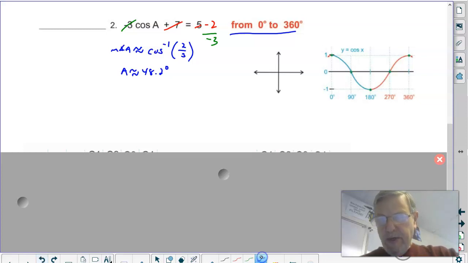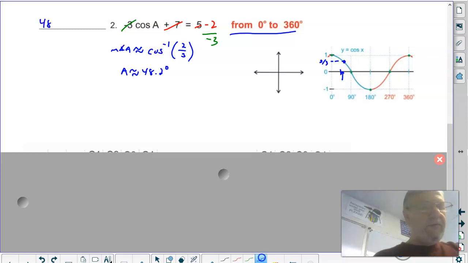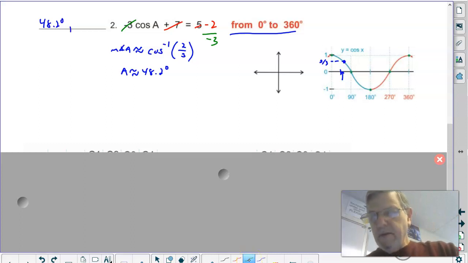So in this scenario, 45 is going to be about there, so we're just going to be a tad past 45, right? And so we were right here, and this was our 2/3. So that's the value we found, 48.2. And now we have to find the other value. Well, again, we're coming across here, and there is our 2/3.